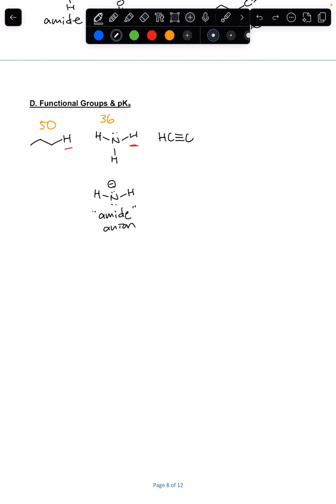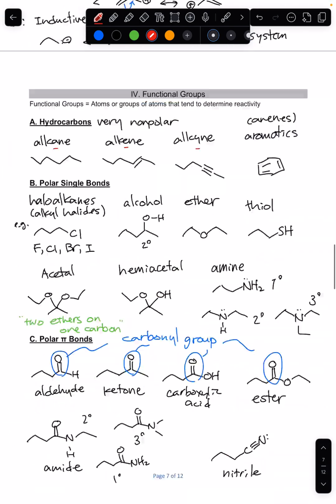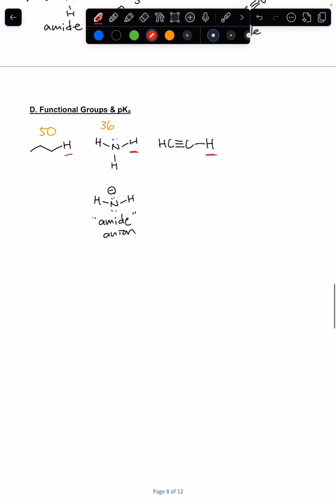Now, the next one up, we're kind of going from worst to better, best, okay? Would be this hydrogen. You might think, well, that's a pretty bad acid because it's on a carbon, but remember the hybridization matters a lot, so that's the A rule in the CARIO rules, if you recall. And so for that reason, this is much more decent of an acid than alkane, and this would have a pKa of around 25. Okay, it's still not great, but much better than alkane, even better than amine.